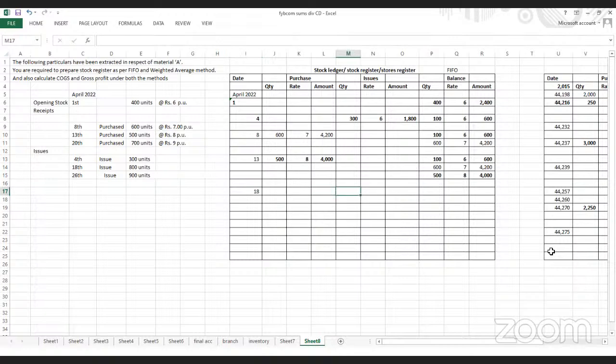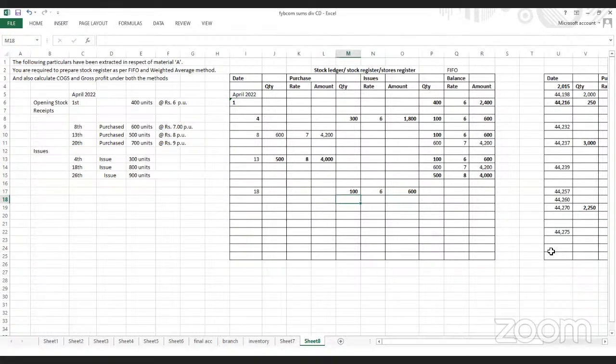Issue column. So I have to issue 800 units, but I have to issue it as per the lot. Since we are following FIFO method, first I'll issue the old lot. That is 100 units, and the rate was 6. So amount was 600. Still more 700 units need to be allotted.